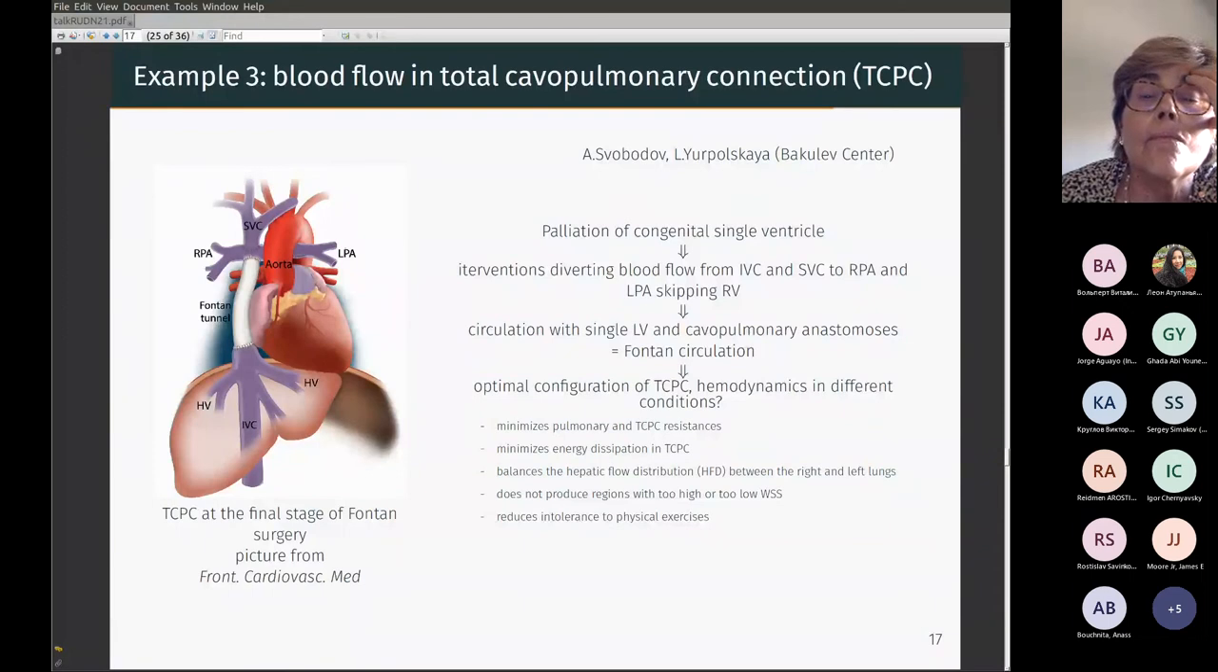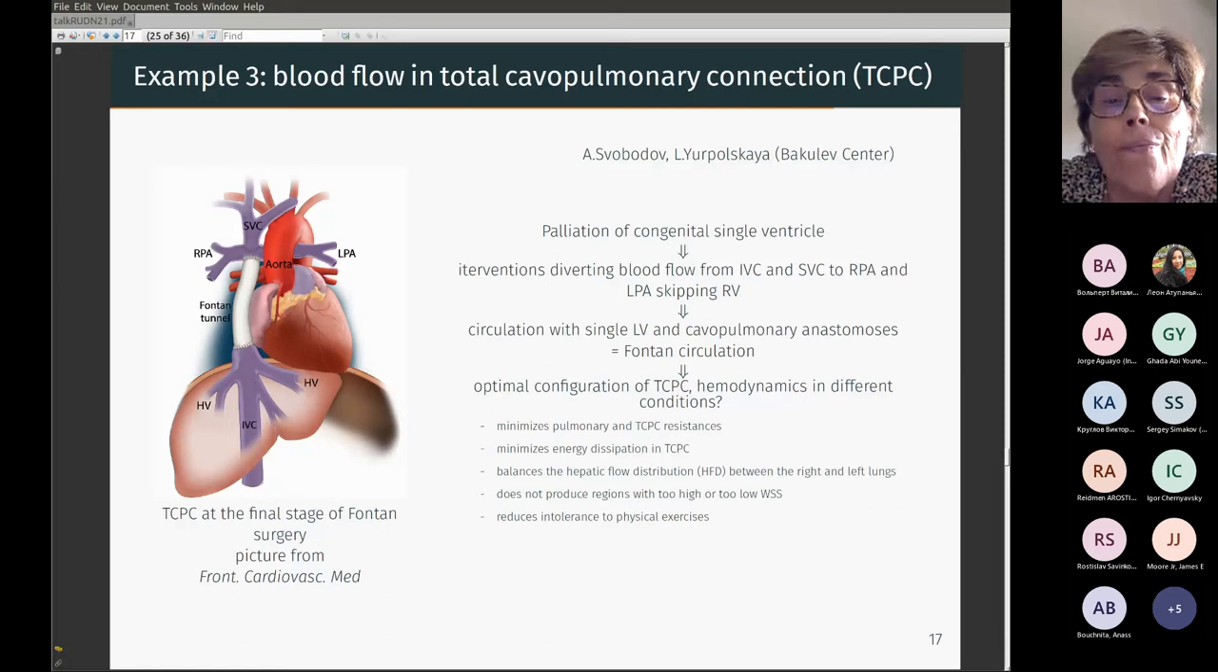And such circulation with a single left ventricle and cavopulmonary anastomosis, which connects the inferior vena cava to the pulmonary arteries, this artificial tube here, is called Fontan circulation, because surgeon Fontan introduced it in 1967, 50 years ago. And the problem of this circulation is to choose the optimal configuration of this total cavopulmonary connection, the region which is shown here in gray and violet.